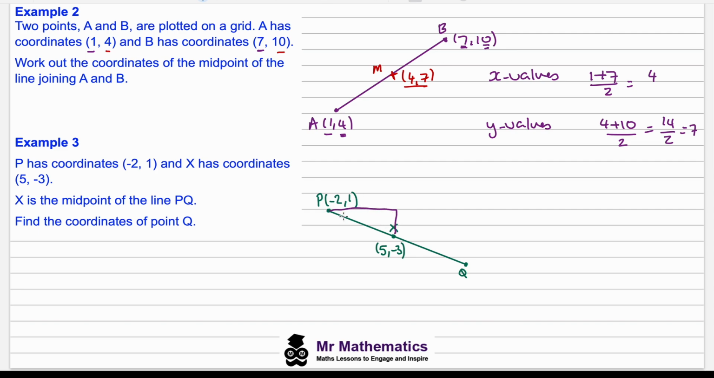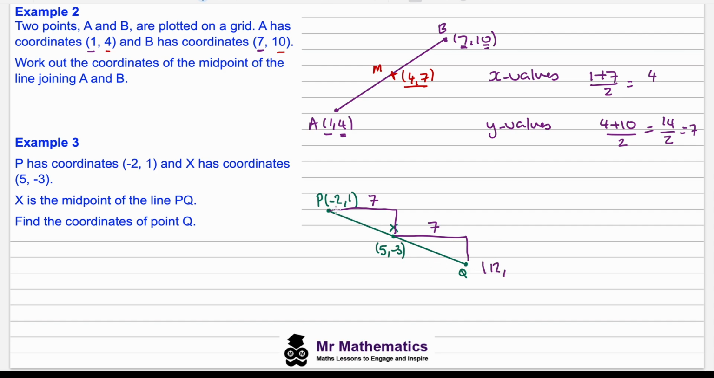Well, this means that we have to go across from -2 to 5. So this will be a distance of 7. And then the x coordinate of Q will be the same again. So this will be another 7. So Q will have an x value of 5 add 7, which is 12.